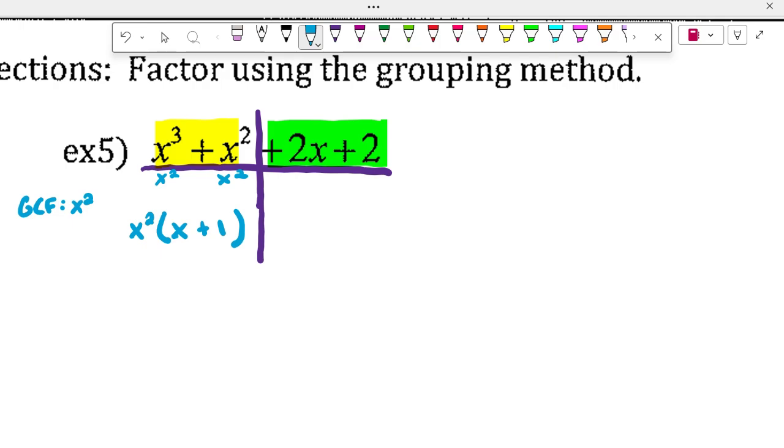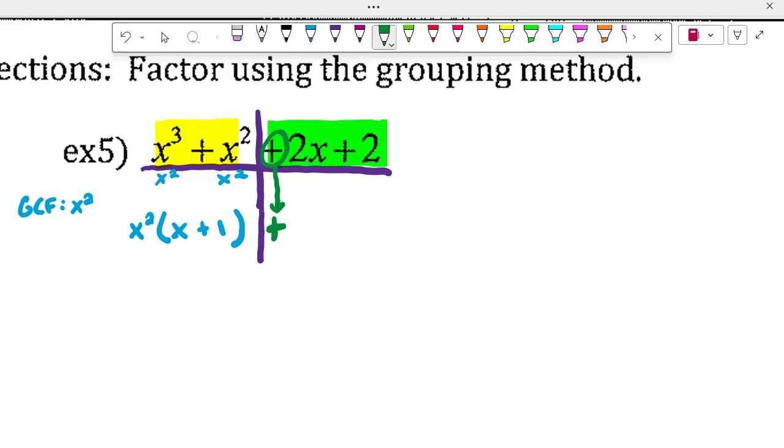Now, the second group. What I always tell my students is whatever the sign is of the third term, bring it down, and that'll be part of your GCF. So our GCF is going to be positive. Where this comes in handy is when you have a negative GCF.